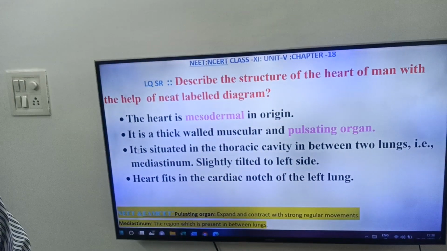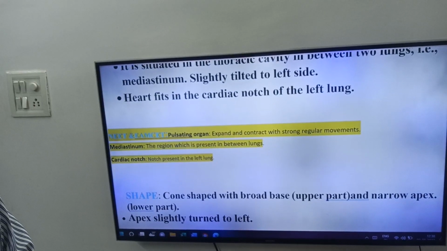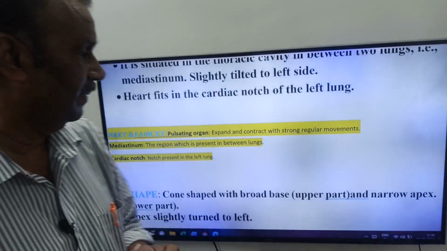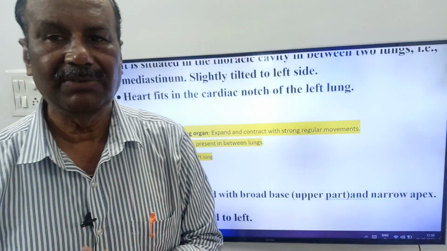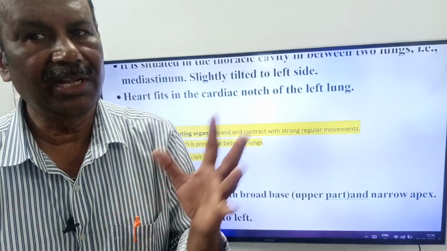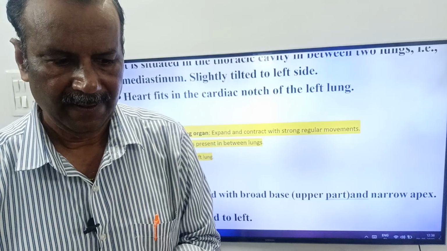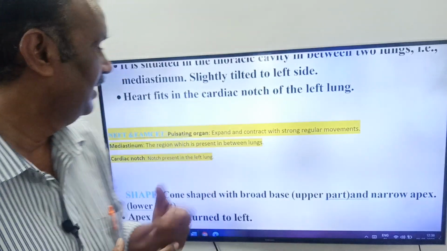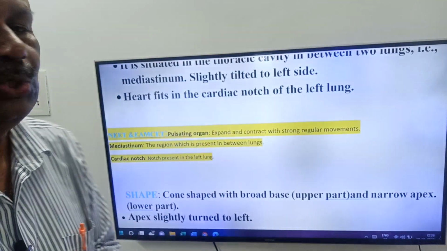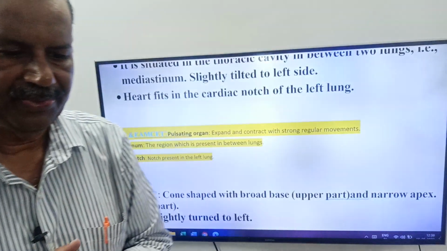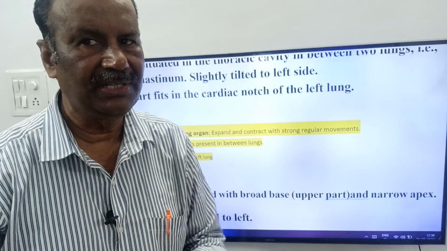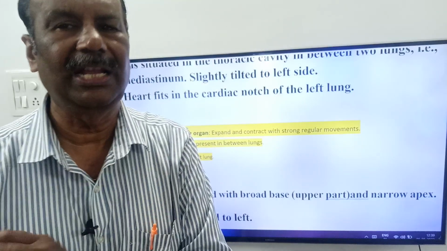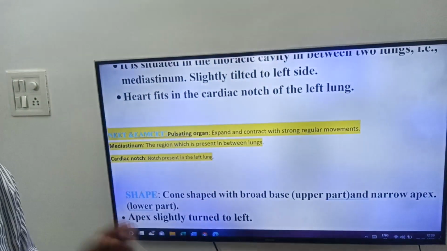Okay friends, now here you see one or two MCET points. What is a pulsating organ? The organ which expands and contracts with strong movements is called a pulsating organ. Next, what is mediastinum? The region present in between two lungs. What is cardiac notch? The notch present in the left lung. Friends, this yellowish color part, no need to write in the IPE. This is for MCET and NEET.